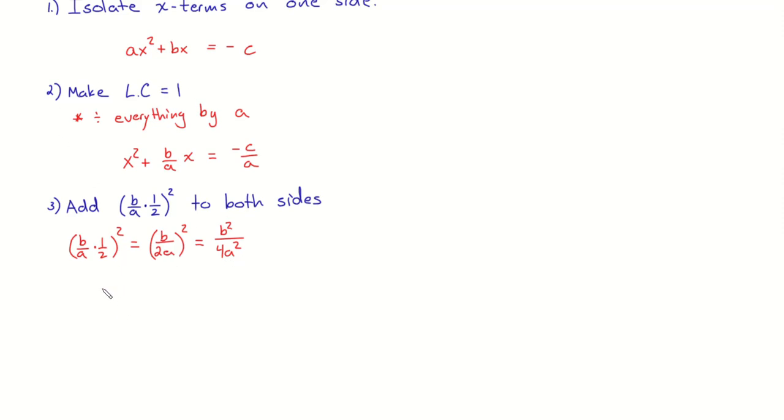Okay, so we'll add that to both sides, which means on the left side, I now have x squared plus b over a x plus b squared over 4a squared equals, and looking at this one, it's going to be weird, but I'm going to write this first. B squared over 4a squared minus c over a still. This was the thing that I added to both sides just now.